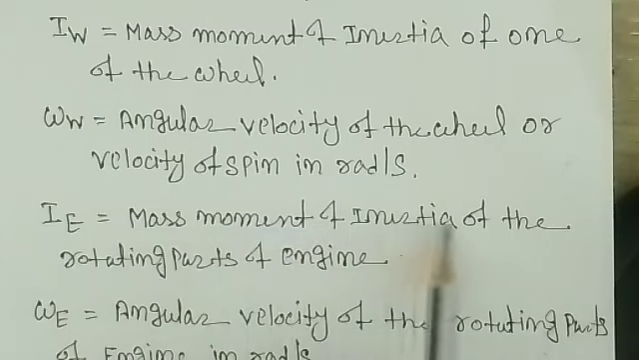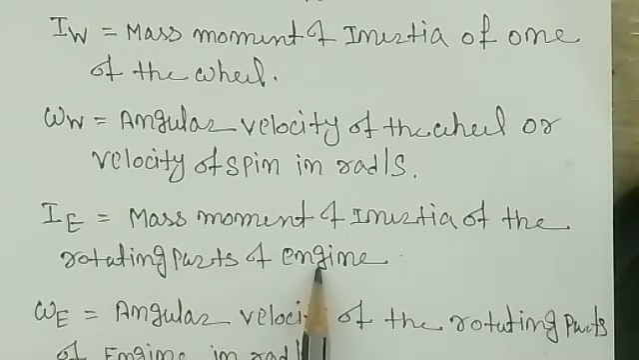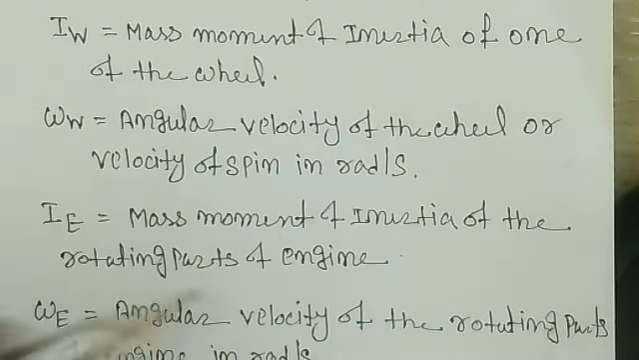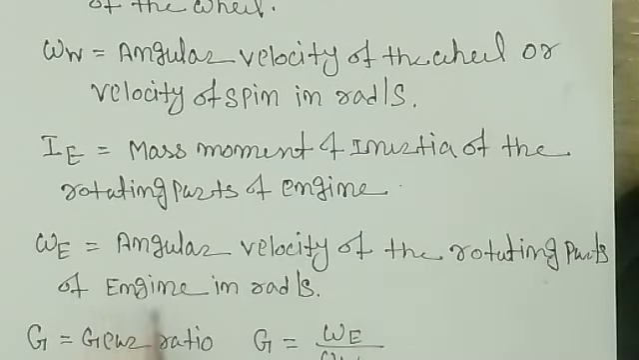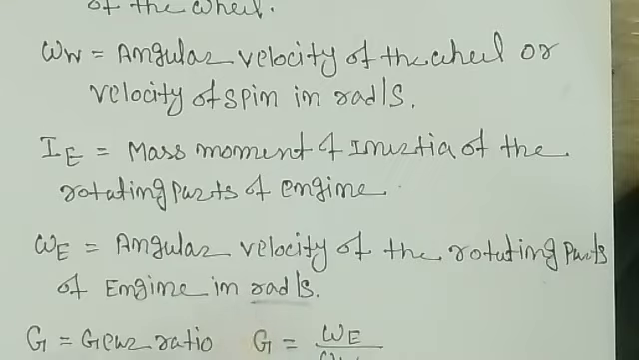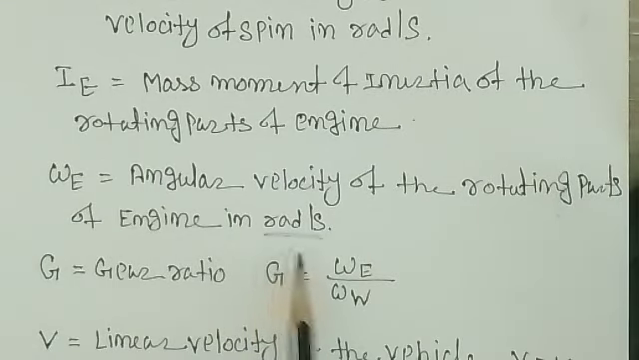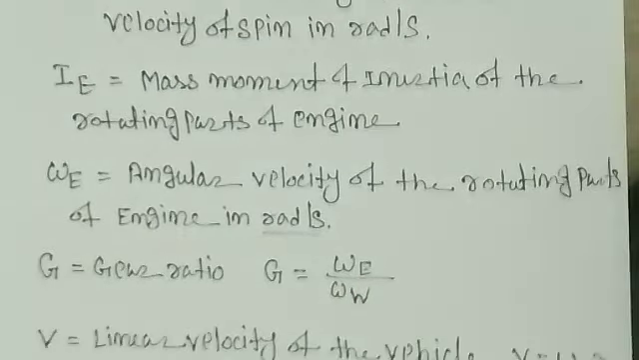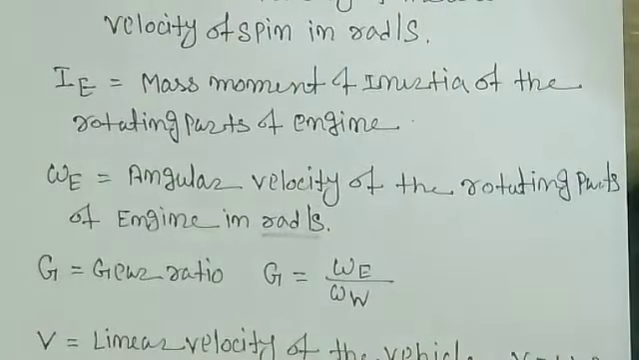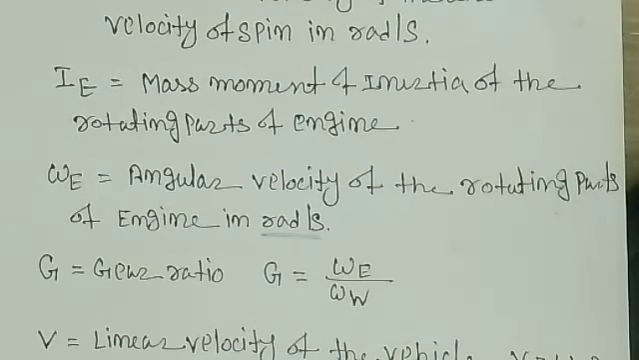IE is the mass moment of inertia of the rotating part of the engine. That means maybe the camshaft, gear, and all those things. Omega E is the angular velocity of the rotating part of the engine in radians per second. G is the gear ratio. You can say that the gear ratio is nothing but the angular velocity of the engine by the angular velocity of the wheel. In another way, the gear ratio is the ratio of the angular velocity of the rotating part to the angular velocity of the wheel.